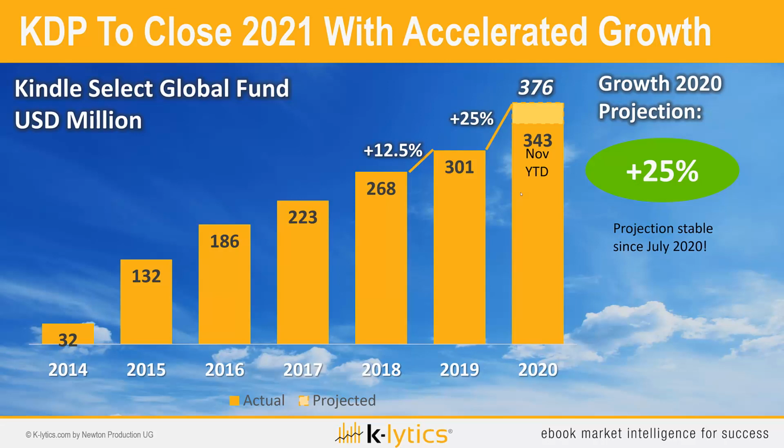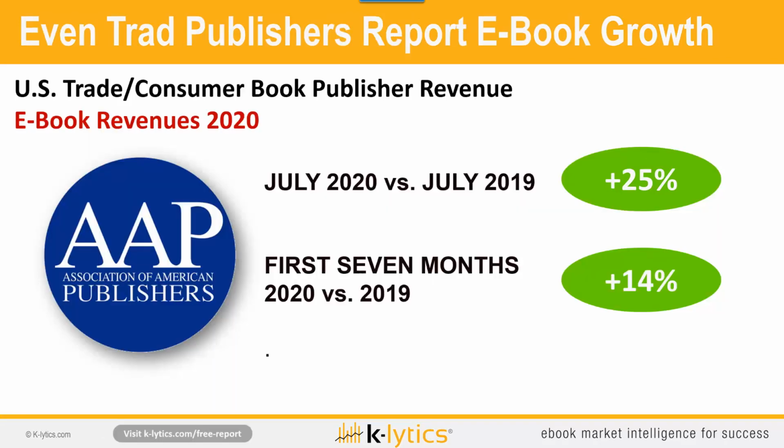And guess what? It's not only Amazon, by the way. Even traditional publishers reported big ebook growth numbers. For example, recently the Association of American Publishers reported 25% growth in July 2020 versus July 2019. And the first 7 months are up 14% versus prior year. And that is after years of always reporting and pushing out a narrative that ebooks have been going down.